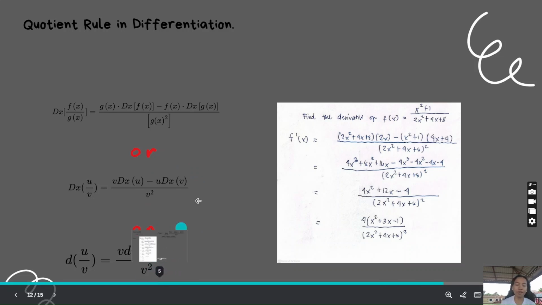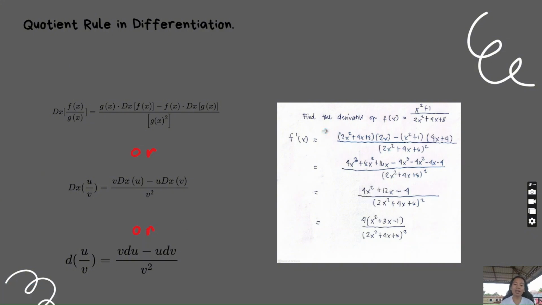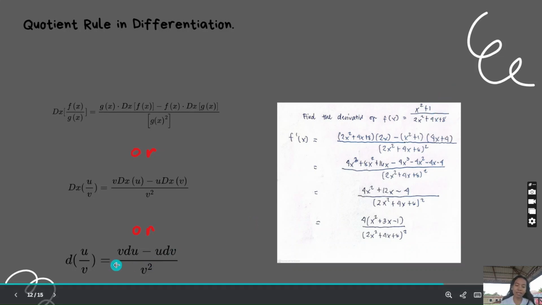So applying this formula, from our example, find the derivative of f of x equals x squared plus 1 all over 2x squared plus 4x plus 8. So this will be our u, and this will be our v. So we are going to simply apply this formula: v du minus u dv.